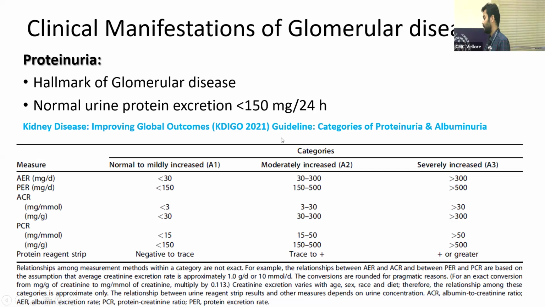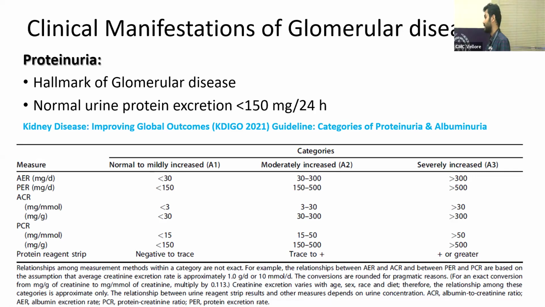So these are the KDIGO categories of proteinuria. We can measure both albumin as well as total protein. The normal albumin excretion is less than 30 milligram per day. Normal total protein excretion is less than 150 milligram per day. So when will you consider it moderately increased or severely increased? Actually, in the mildly increased category, usually albumin will not be there, though sometimes 15 to 30 milligram is also possible. That's why it's called mildly increased. But the moderately increased category means when the albumin excretion is more than 30 to less than 300 milligram per day.